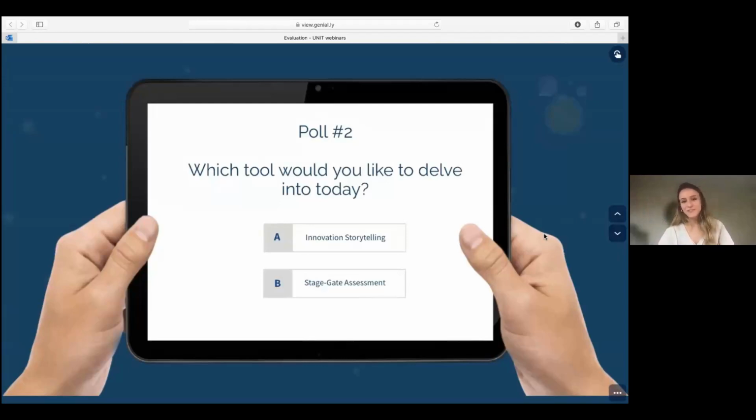Thanks, Johanna. Johanna has just shared with us the poll where you can actually vote. What is your gut feel, Paula? I wish we would go for stage gate assessment. However, I acknowledge that innovation storytelling is highly popular. So I'm guessing innovation storytelling. And I think you have guessed right, which makes it 5 out of 5 that you and Baron have guessed right where we're going. So ending the poll here, here's your results.